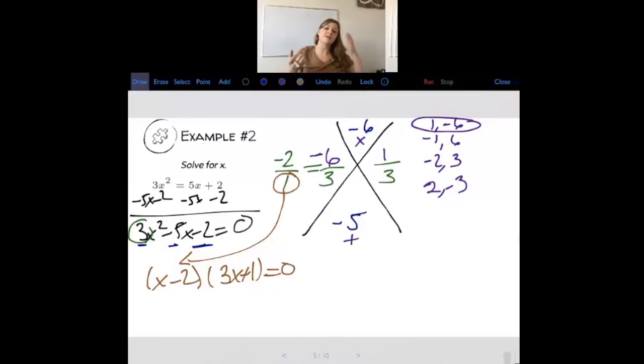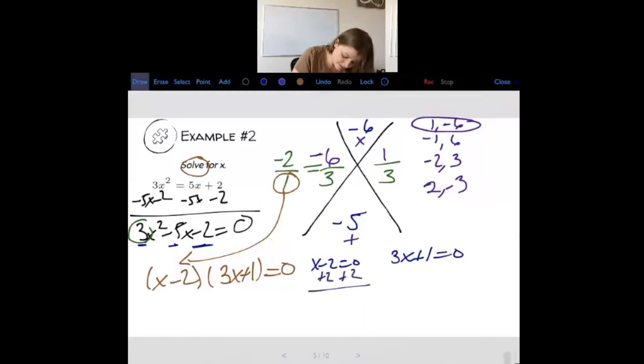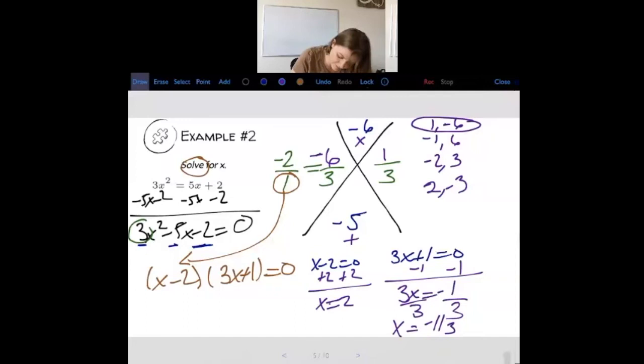So now that we have it factored, we're not done. The instructions say solve. So now what we'll do is we'll set each factor equal to 0. So we have x minus 2 equals 0 and 3x plus 1 equals 0. For the first, we add 2 to both sides. And then for the second, we subtract 1. We have 3x equals negative 1, and then we divide by 3 to get x is equal to negative 1/3. So in this case, x is equal to 2 and negative 1/3. So we have our two answers, and it's okay that our answer is a fraction.